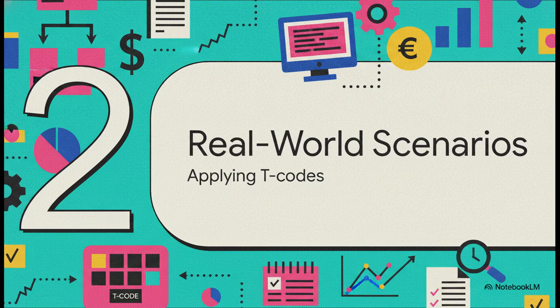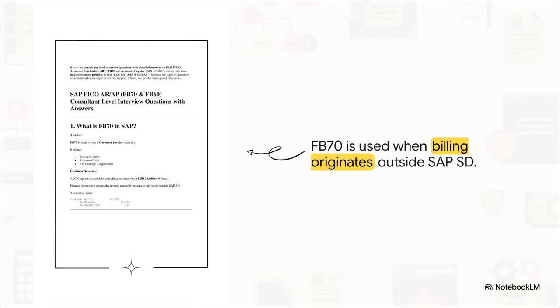Moving on to Section 2, real-world business scenarios. Knowing the definitions is great, but the real trick is knowing exactly when to use these T-codes in a live business environment. Picture this scenario.